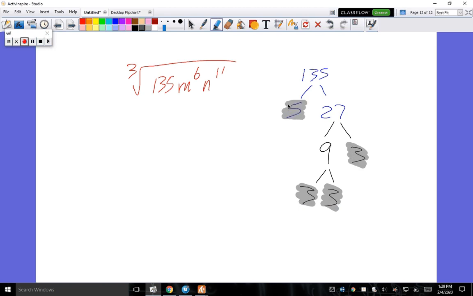Remember, you know where to stop. You can't branch out anymore when you reach a prime number. So, coded, if you will, that is 135: 3 times 3 times 3 times 5.